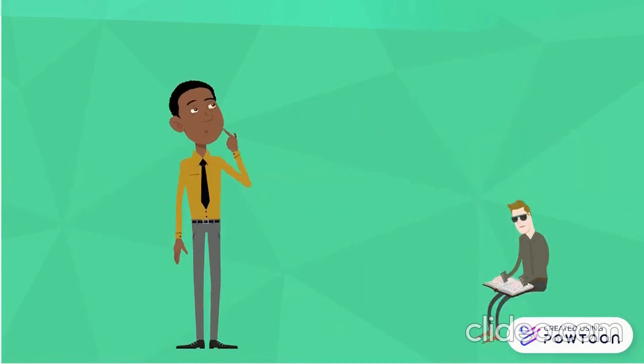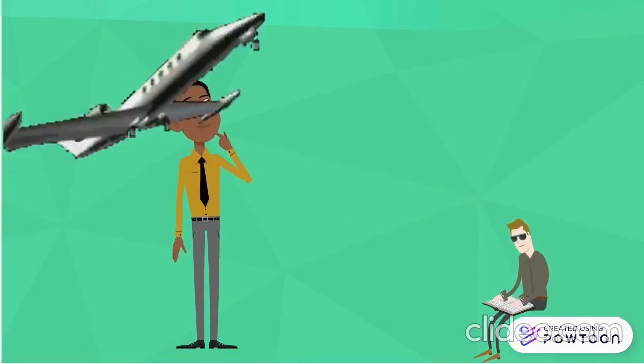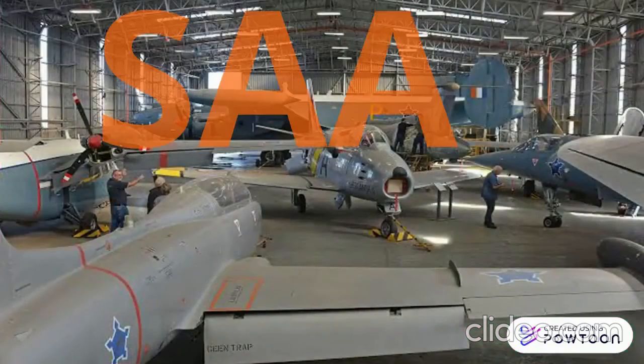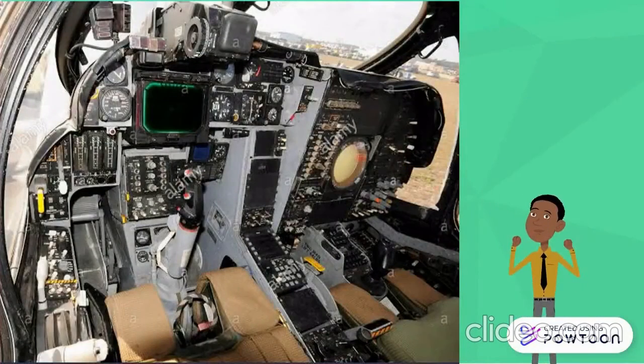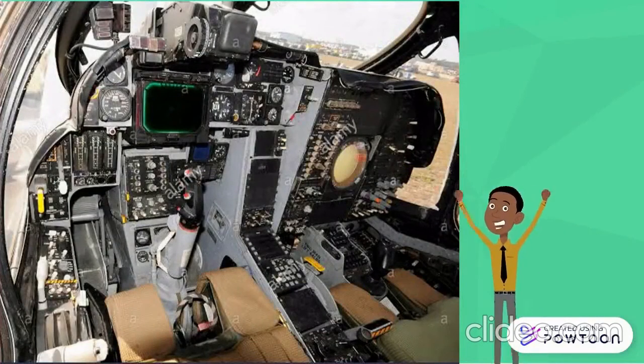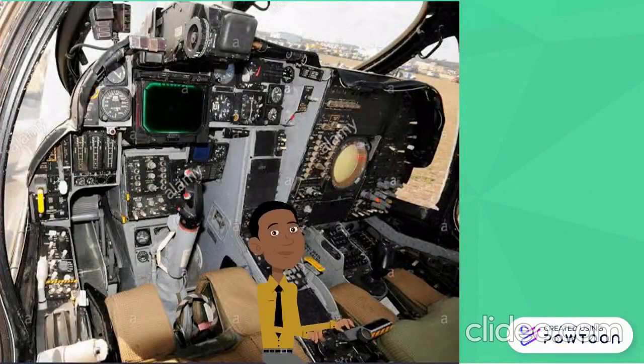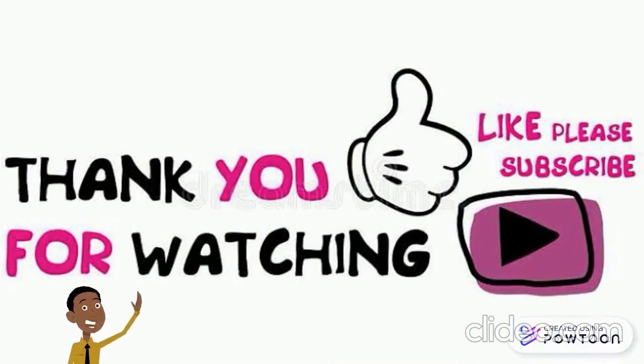If you would like to learn more about aircraft, I suggest you go and visit the South African Air Force Museum in Airspeed, Cape Town. Here, you will be able to sit in the aircraft and experience what it is like to be in a pilot's seat.